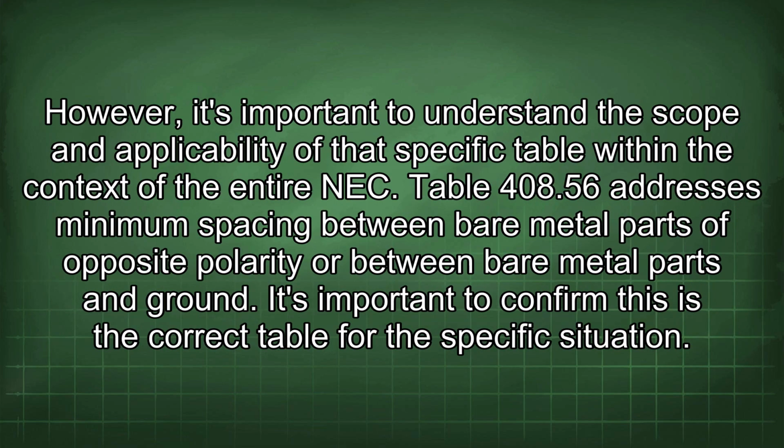However, it's important to understand the scope and applicability of that specific table within the context of the entire NEC. Table 408.56 addresses minimum spacing between bare metal parts of opposite polarity or between bare metal parts and ground. It's important to confirm this is the correct table for the specific situation.